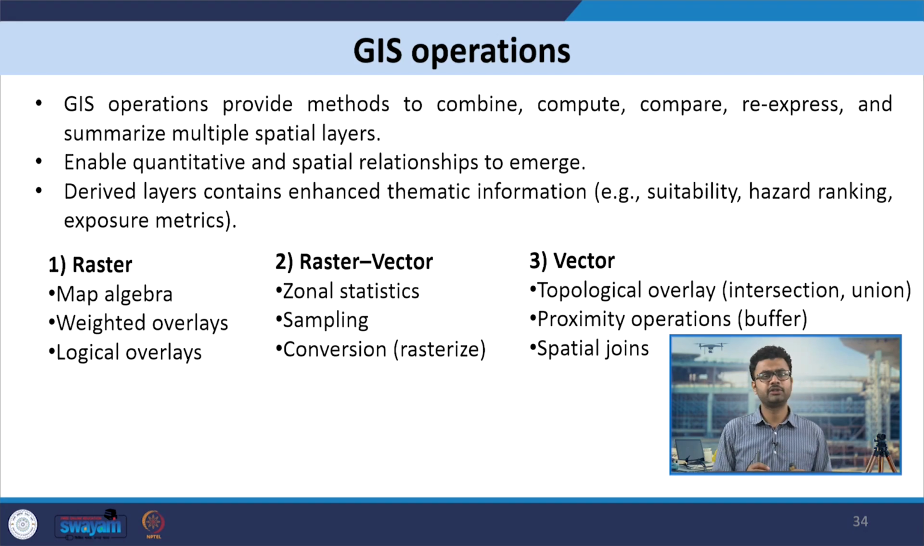So GIS operations are primarily classified into 3 categories. It can be a raster operation, it can be a raster vector operation, and it can be a vector operation. So in raster operations, we have map algebra, weighted overlays, logical overlays. In raster vector operations, we have zonal statistics, sampling, and conversion from raster to vector or vector to raster. And in vector operations, we have topological overlay in terms of intersection and union, proximity operations through buffering, and spatial joins.